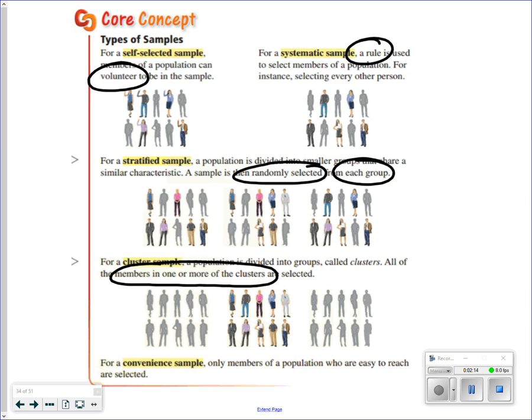And then convenience sample. I'll be honest with you, we don't use convenience sample very often. A lot of these you may consider to be convenient, but a convenience sample includes only members of a population that are easy to reach or easy to talk to. So that is a convenience sample.